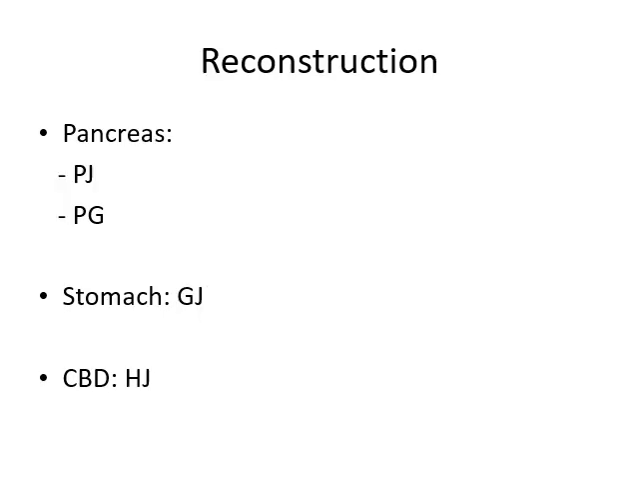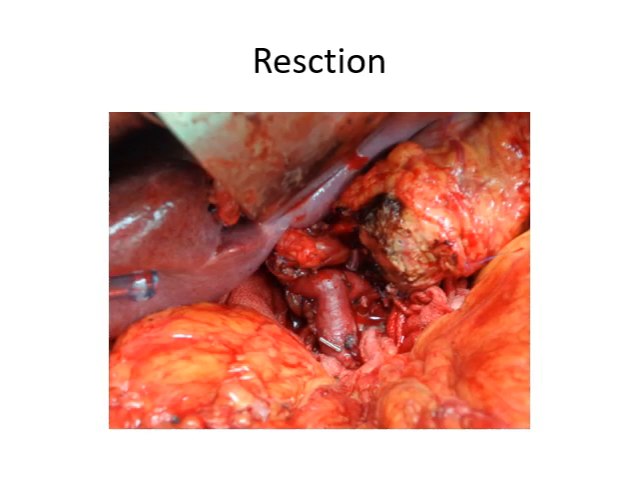Reconstruction: you need to reconstruct the distal part of the pancreas, you need to reconstruct the stomach by gastrojejunostomy, and then reconstruct the common bile duct. So in the stomach you do gastrojejunostomy, in the bile duct you do hepaticojejunostomy, but in the pancreas there is always debate between pancreaticojejunostomy or pancreaticogastrostomy.